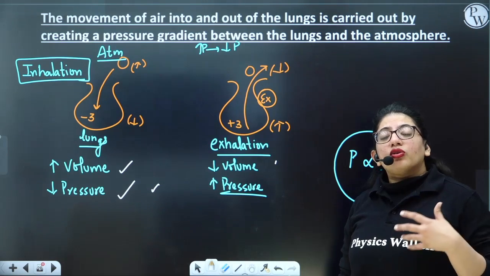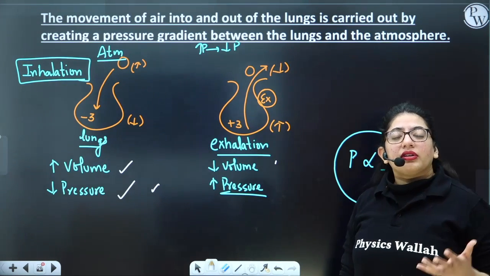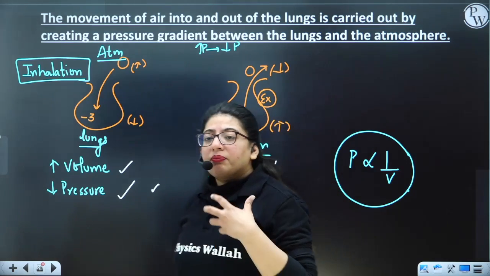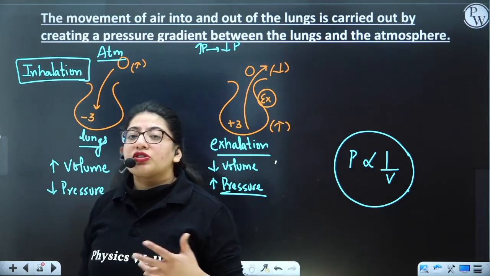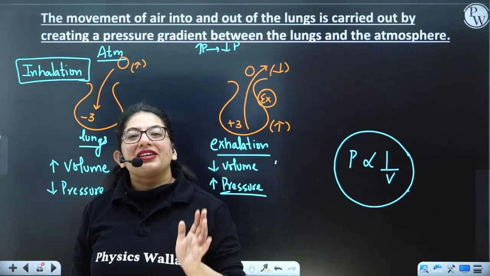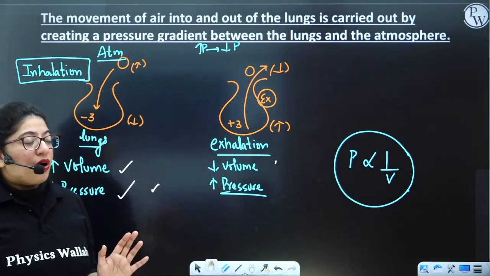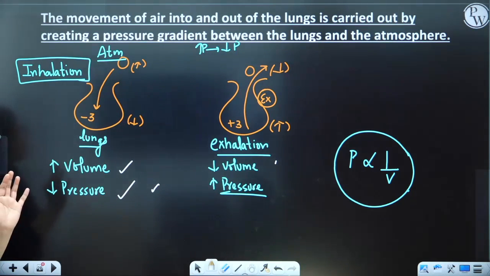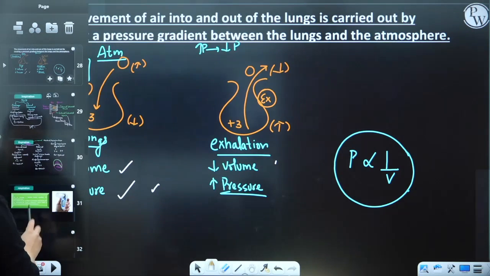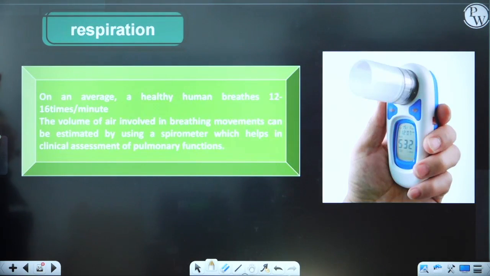So whenever you have to throw out more air, you have to put in extra effort. You have to make other muscles contract, which are your internal intercostals and your abdominal muscles. Fine. Okay, so this was about the process of breathing or the pulmonary ventilation. On an average, a healthy human breathes 12 to 16 times per minute. You have to remember this.